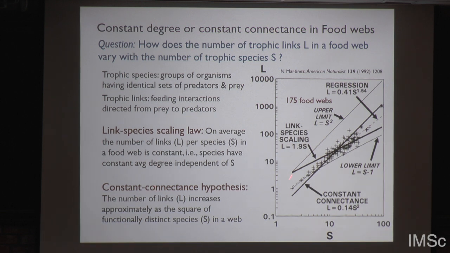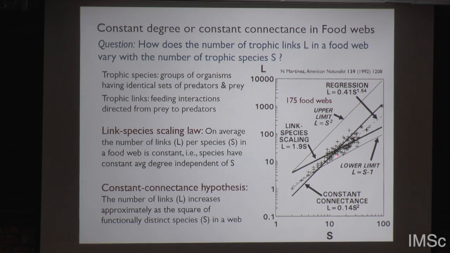The problem is that the data doesn't seem to fit any one of these hypotheses over the entire range of ecosystem sizes. So this is the number of species in an ecosystem, S, and this is the number of connections, L. You can see that one of these curves corresponds to L going as the square of S, so this is the constant connectance hypothesis, and the other curve has L proportional to S, so this is the link species scaling, so that you have constant average degree. Now what you note is that if you actually try to do a regression fit, the best fit is like S raised to about 1.5.